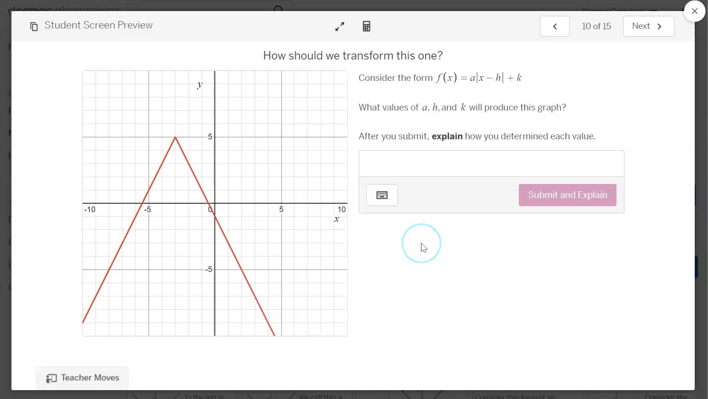And then finally, what are the values of A, H, and K that would make this graph? Like, what would I need to use for the A? They can just type numbers in here and explain. This one is a math box, so they can just type A equals, H equals, K equals. But when they submit, they can then go back and explain. So it's really a two-parter.